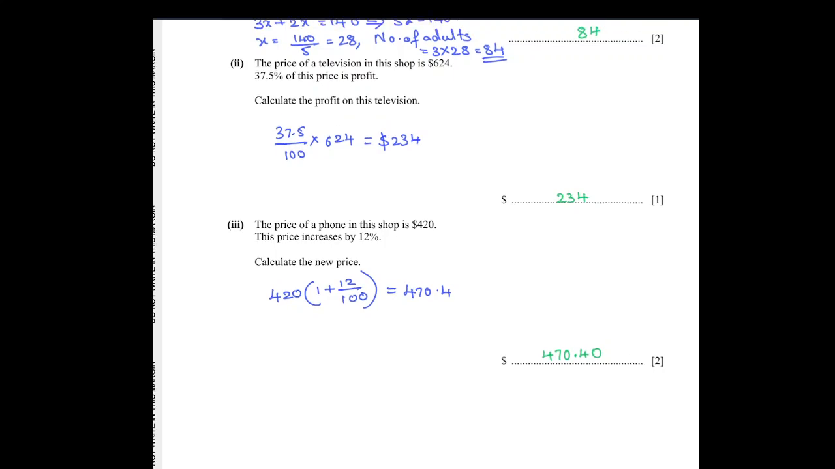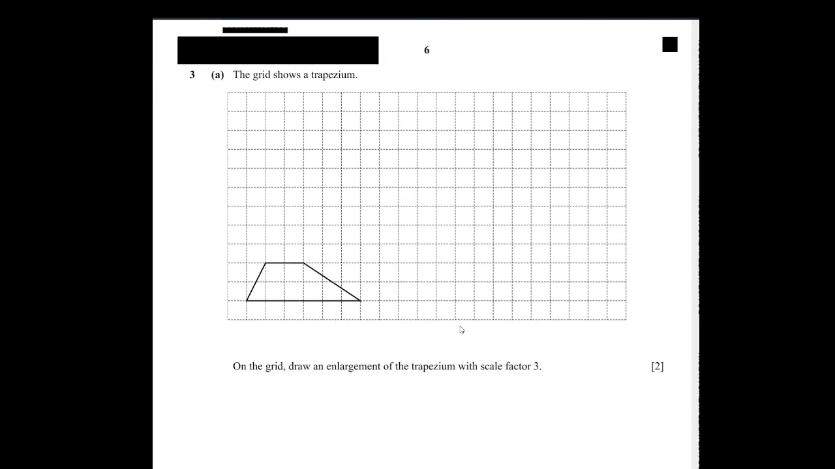Question number 3. The grid shows a trapezium. On the grid, draw an enlargement of the trapezium with scale factor 3. So now we need to enlarge this trapezium with scale factor 3. Center is not given, so you have to draw accordingly. Let us count these straight lines which are aligning on the squares. 1 2 3 4 5 6. So the large trapezium should have 6 times 3, 18 boxes covered.